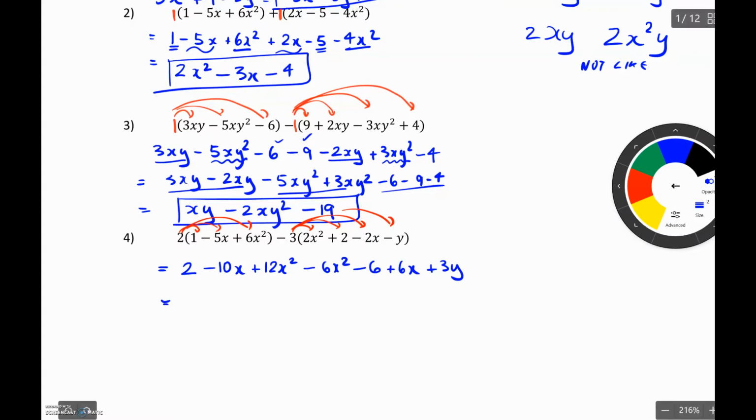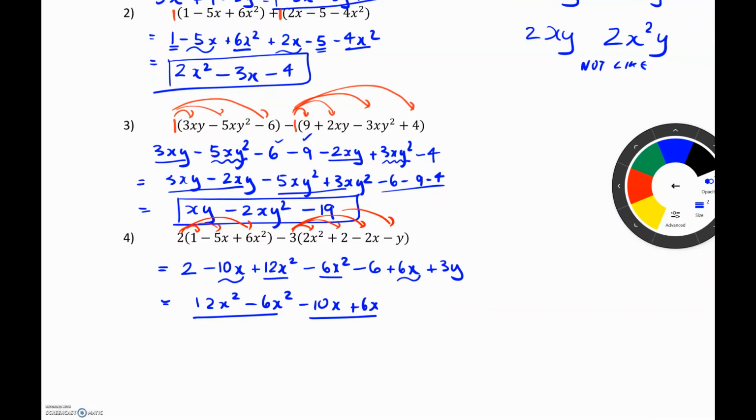Okay, now let's group our like terms. Now we see that there's a 12x squared there with a negative 6x squared. So 12x squared minus 6x squared, those are like. Then we go to the x terms. There's a 10 and the 6. So we have negative 10x plus 6x. So those are like terms. Then we have the 3y. There's no other term like it, so it stands by itself, plus 3y.